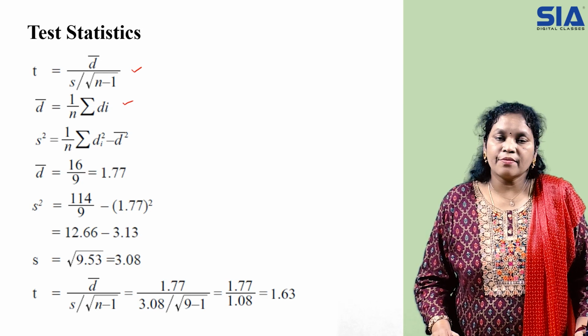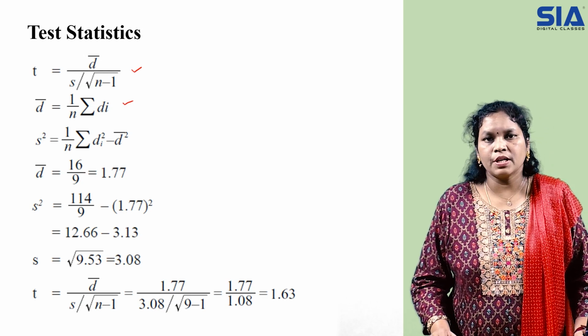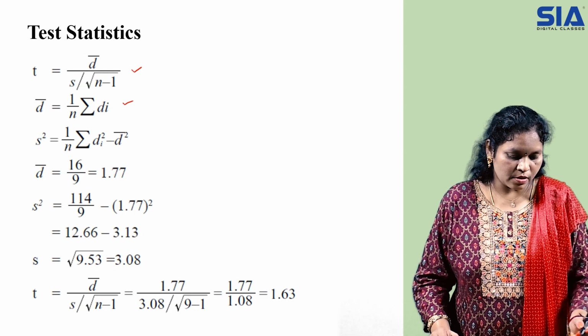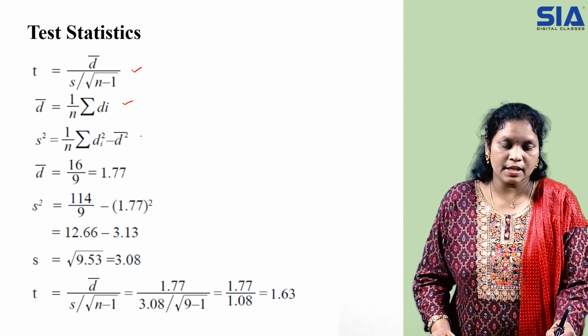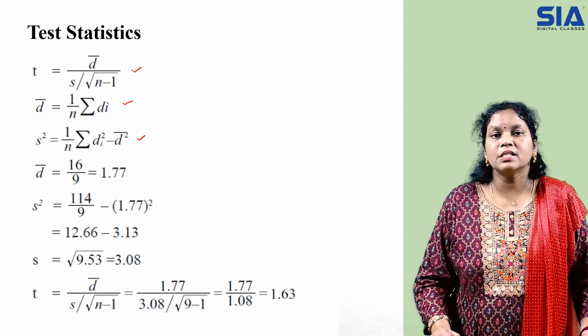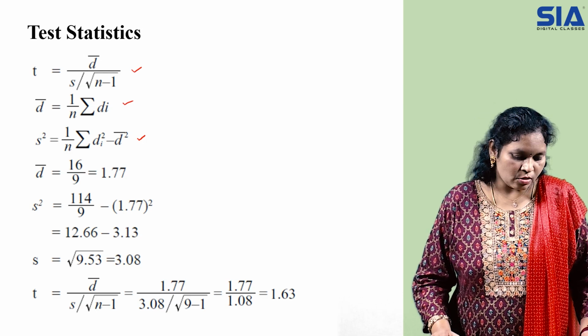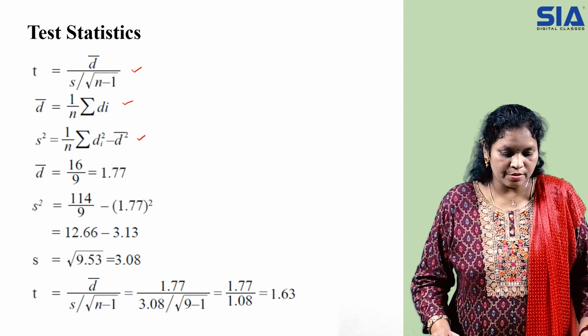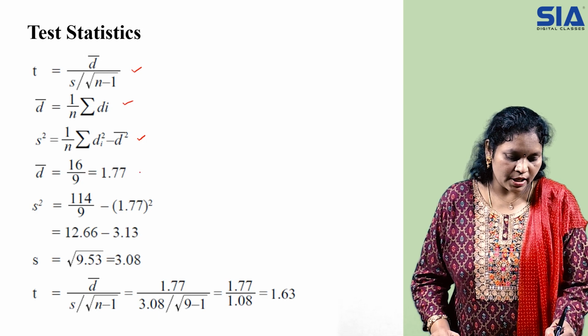So we need d bar first, and then its square also we know. So variance formula also, from that let us go for obtaining s. So s square is equal to 1 by n summation di square minus d bar square is the formula. So let us try to obtain all these values using the data. So first of all, let us do d bar.